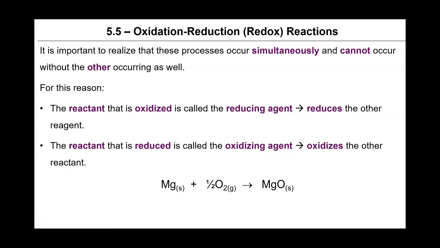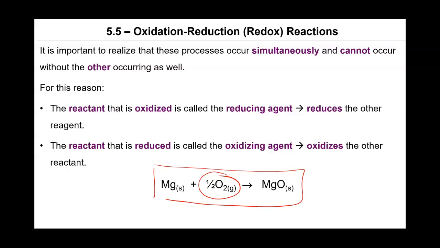It's important to realize that in a redox reaction, oxidation and reduction occur simultaneously and can't occur without the other occurring as well. In the example that we gave, magnesium will not be oxidized unless oxygen is present, and oxygen will not be reduced unless the magnesium is present.